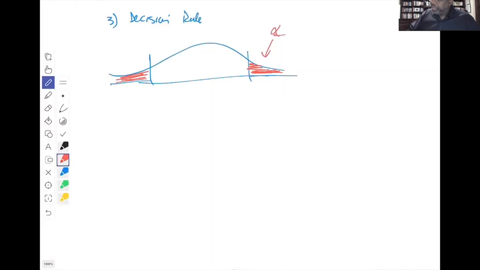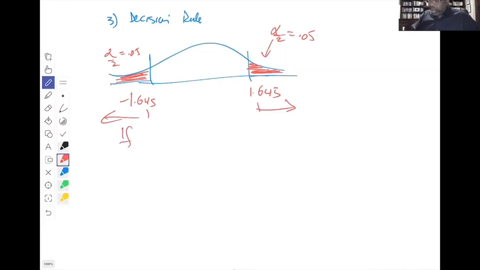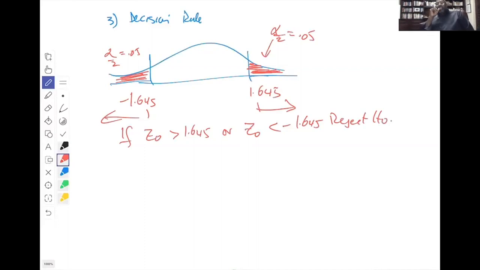In which case, this is alpha over 2. And for this problem, we were told use 10% significance level. So that's 0.05. By now, you know for the normal distribution, if you have 5% in each tail, then that should be 1.645, negative 1.645. So these are our rejection regions right here. And in the middle, we fail to reject. So if our Z observed is greater than 1.645, or if Z observed is less than negative 1.645, we will reject the null hypothesis. So that's the decision rule.